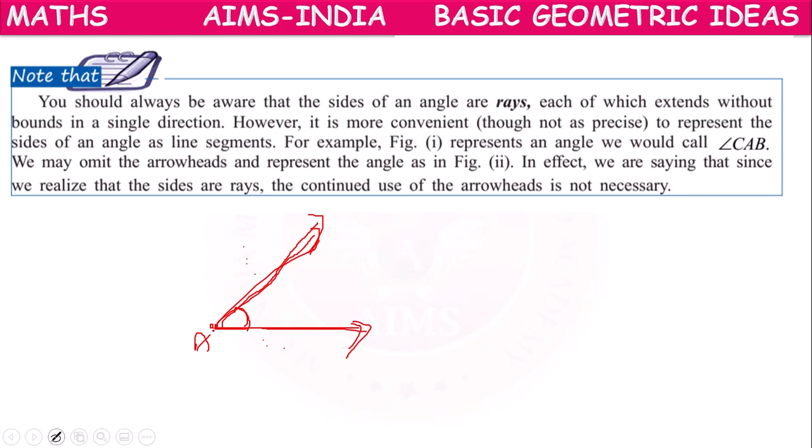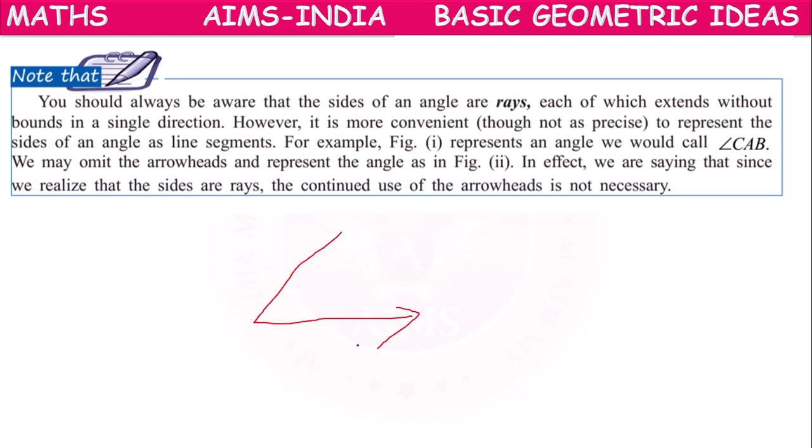They can extend this side also, and this side also. But at that time, here one angle is formed, here one angle is formed, here one angle is formed. So to avoid confusion, we have to think they can be extended only in one direction. Okay.